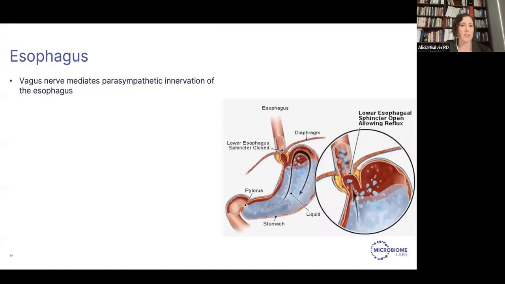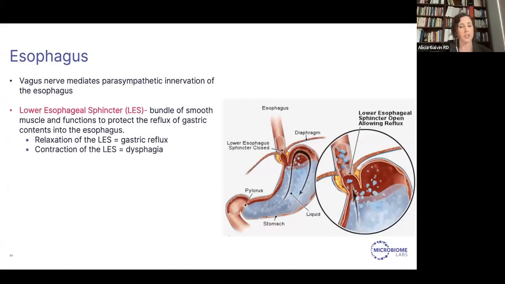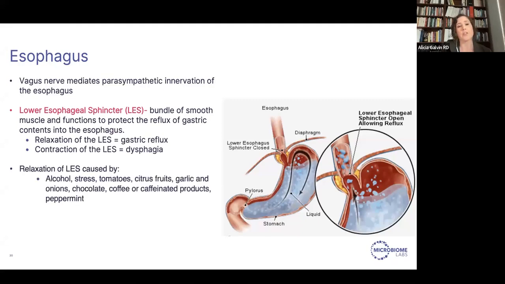Now with the esophagus, again, the vagus nerve is going to mediate that parasympathetic activation. We have the sphincter that connects the esophagus to the stomach. And if it's relaxed, then that's when we have gastric reflux. If it's really contracted and tight, that's when we can have dysphagia. And so those are the various things.